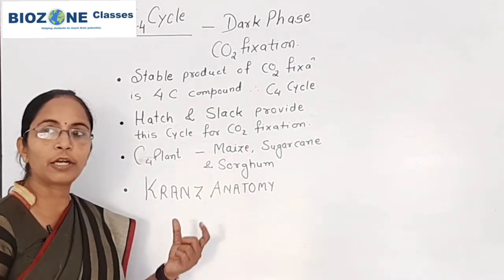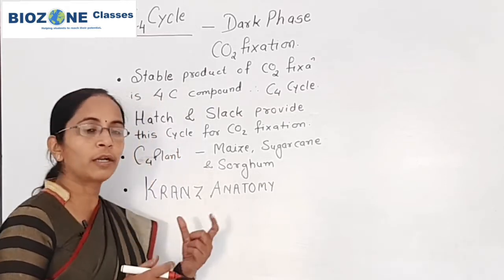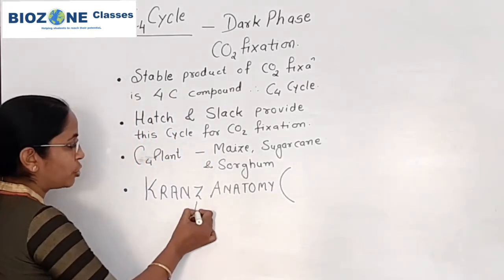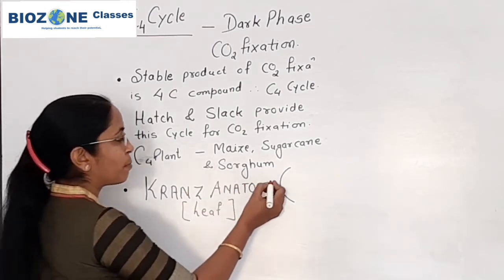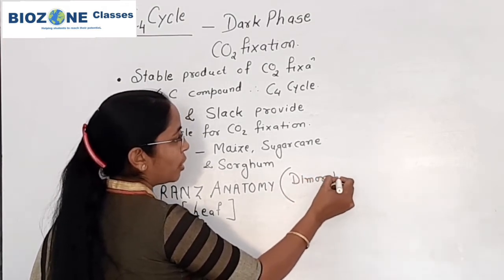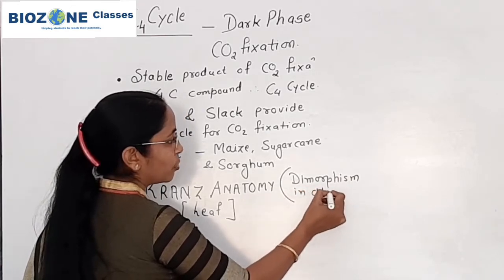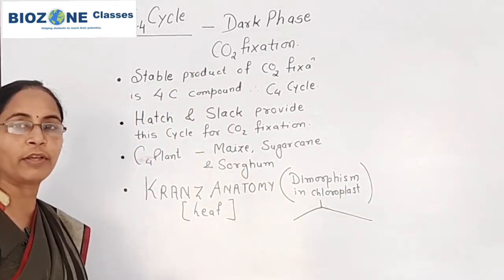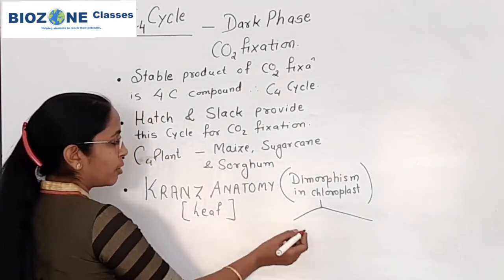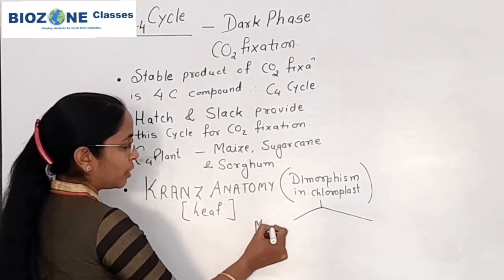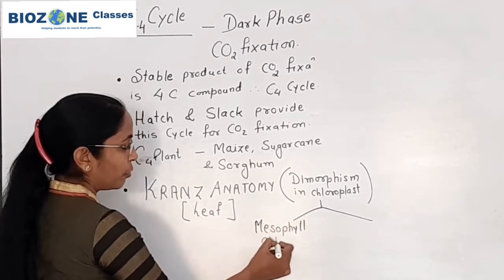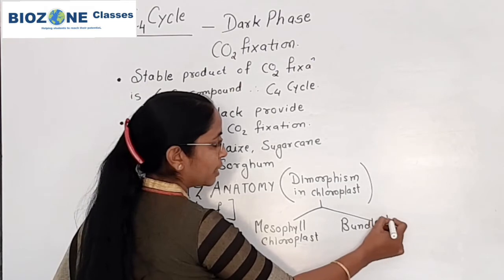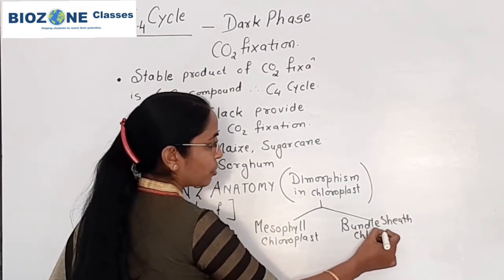I will provide a link in the description, so you can go through that link and clear your doubts regarding Kranz anatomy. In Kranz anatomy the cells are arranged layer by layer, and Kranz anatomy is a feature of the leaf. First thing you remember, the leaf of these plants shows dimorphic chloroplast, or dimorphism in chloroplast. Now what is dimorphism in chloroplast? It means 2 types of chloroplast are present in the leaves of C4 plants. The first chloroplast is present in mesophyll, commonly called mesophyll chloroplast. The second type of chloroplast is bundle sheath chloroplast. This part you remember.